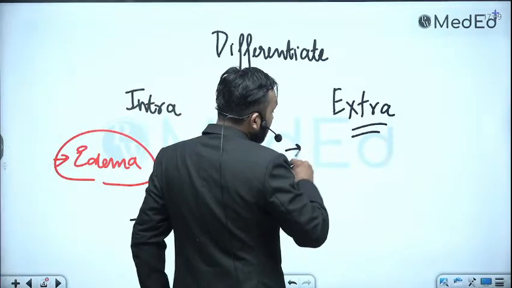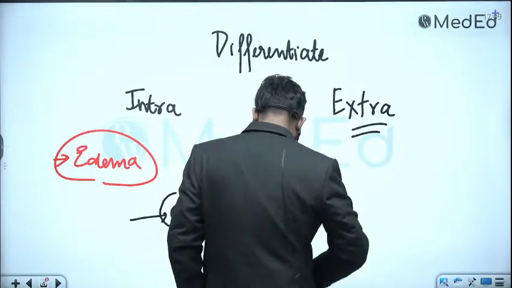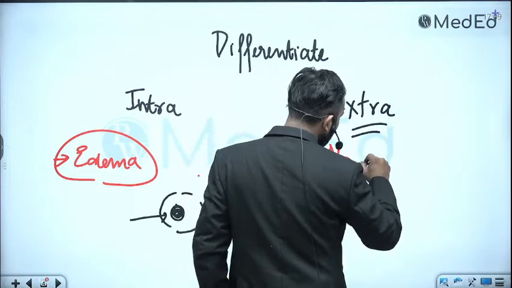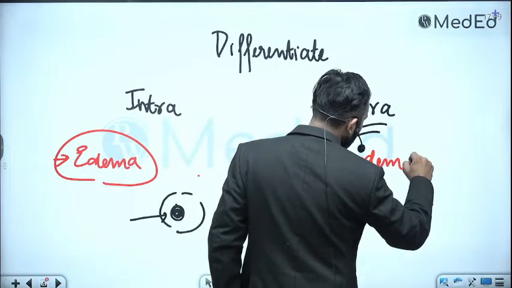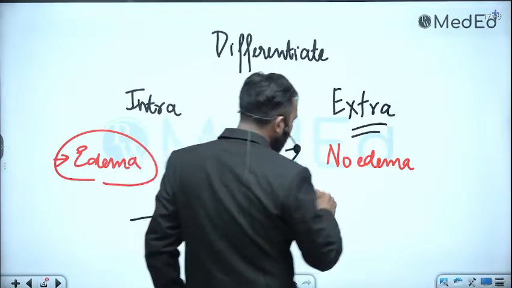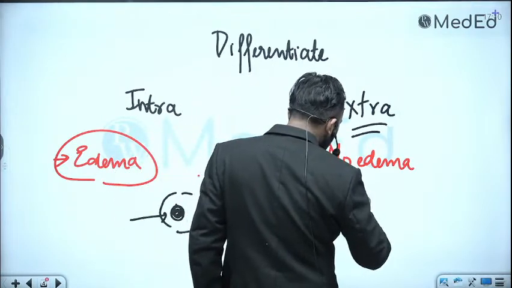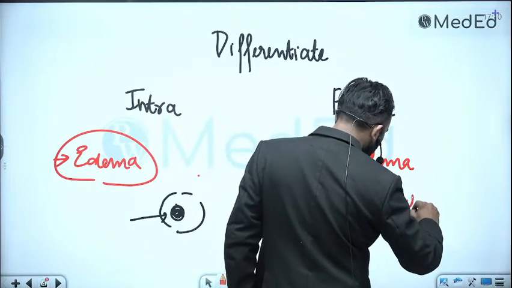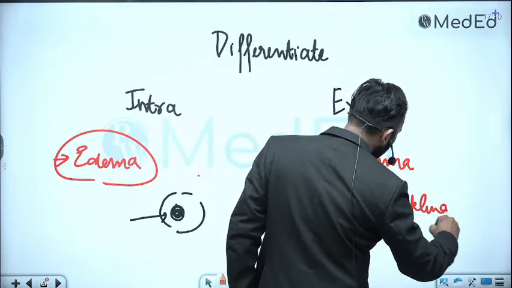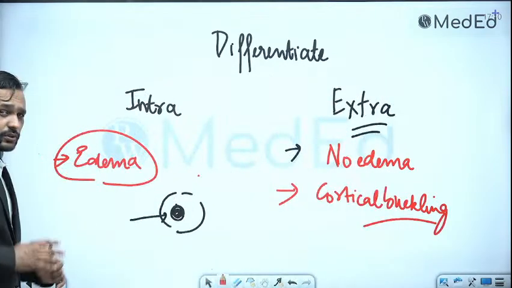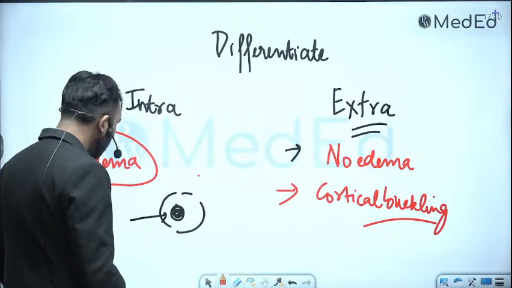And in extra-axial bleed, there will never be any edema, no edema, right? And the second important point is that it is going to cause cortical buckling, cortical buckling. So we will see what these features are, right? So these are the important points we have to remember.